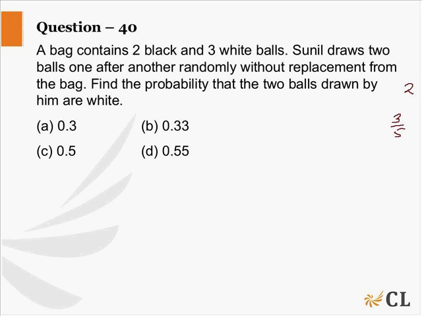So favorable cases are 3 and total number of cases 5. Total 4 balls are there now, and because 1 is already withdrawn, the remaining white balls are 2. So the probability of the second ball as white is nothing but 2 by 4, which gives you the answer as 0.3. This is a completely easy question, so definitely it should be done.